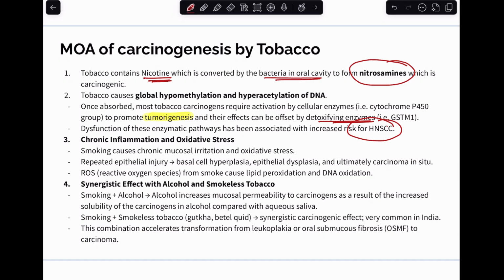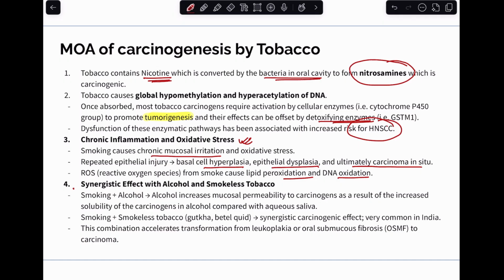Third mechanism is chronic inflammation and constant oxidative stress. Smoking causes a lot of chronic mucosal irritation and oxidative stress in the region. As the injury is repeated from time to time, we have repeated epithelial injury that leads to basal cell hyperplasia, epithelial dysplasia, and ultimately carcinoma in situ. We also have reactive oxygen species from the smoke, which ends up causing lipid peroxidation and DNA oxidation. So this is our third mechanism, where it acts by chronic inflammation and oxidative stress.